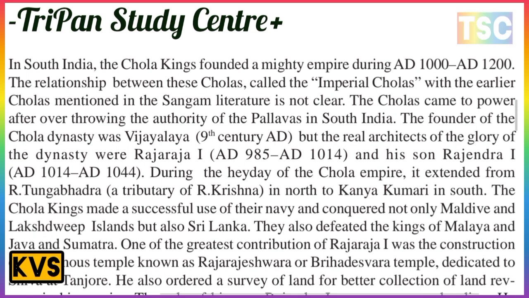The Chola kings made successful use of their navy and conquered not only the Maldives and the Lakshadweep islands but also Sri Lanka. They also defeated the kings of Malaya, Java and Sumatra. One of the greatest contributions of Rajaraja I was the construction of the famous temple known as Rajarajeswara, the Brihadeeswara temple dedicated to Shiva at Tanjore. He also ordered a survey of the land for better collection of land revenue of the empire.